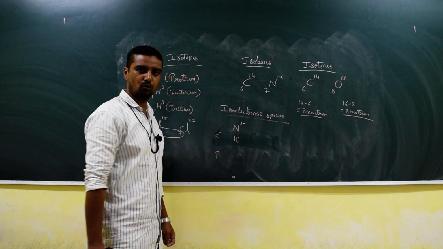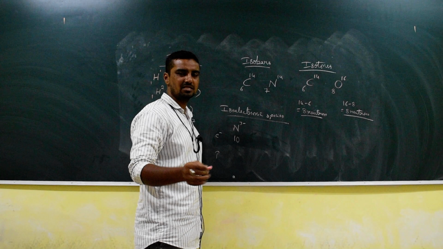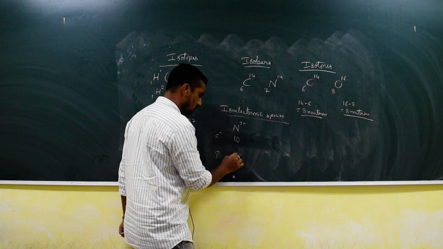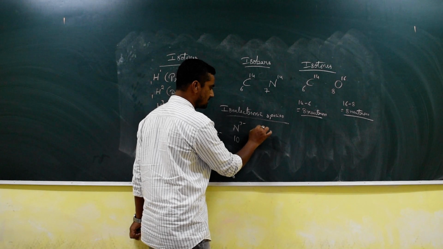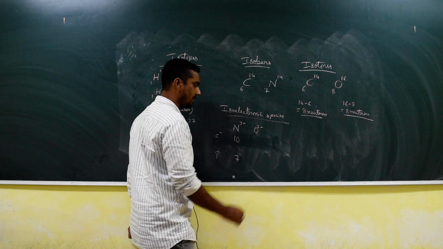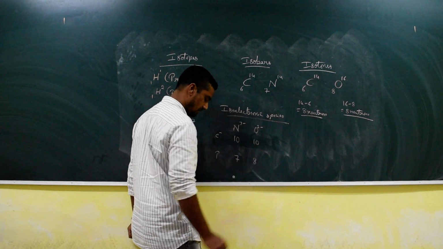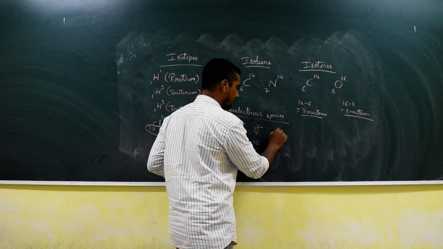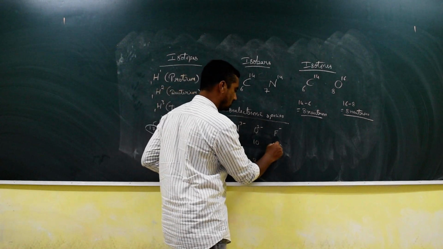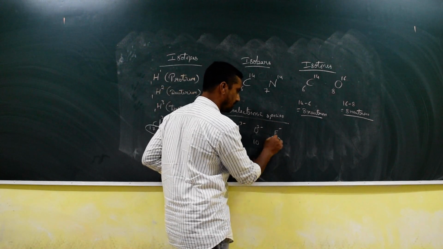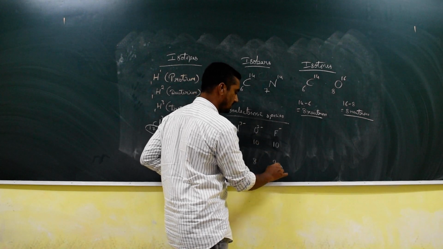If we go for protons, as it is the atomic number, if the atomic number is 7, there are 7 protons. If we go for O2 minus, again the number of electrons is 10. The protons are 8. If we go for F minus, the number of electrons is again 10 because the atomic number is 9, 9 plus 1, 10. So the protons are 9 only.